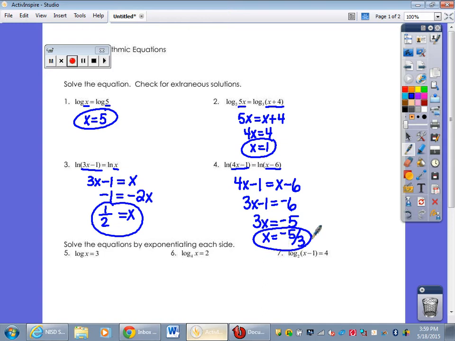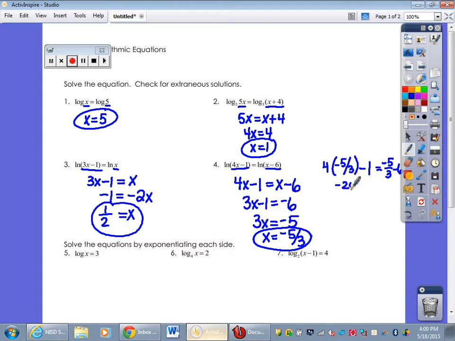Now, when you're checking for your solution, if you use the Inspire it will show you true or false if negative 5/3 is right. If you're just checking in a regular calculator, you want to go back and type in 4 times negative 5/3 minus 1, and you want to know if that's equal to negative 5/3 minus 6. So you can do that on a regular calculator.